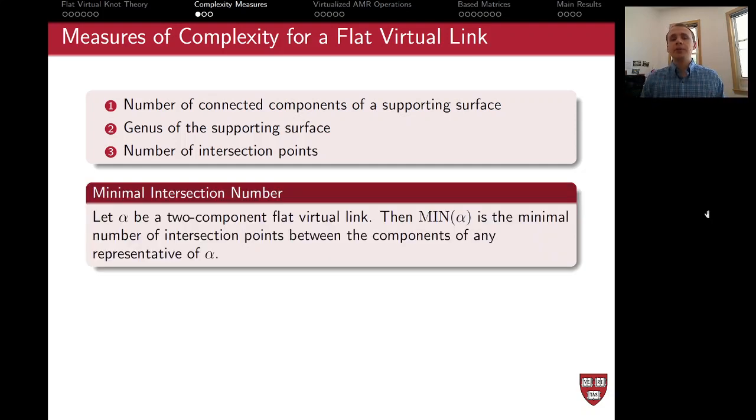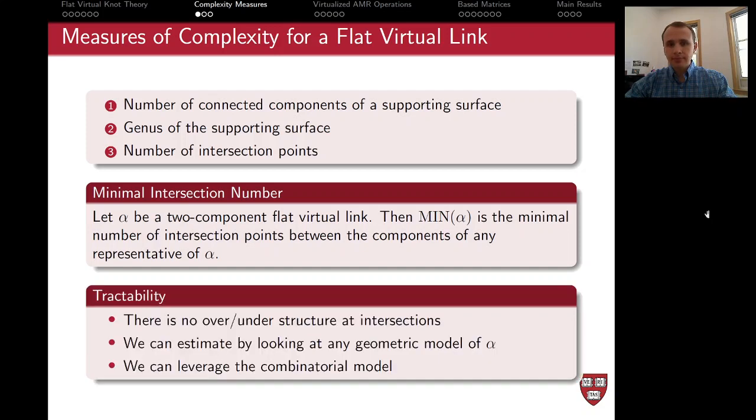For most of today, I'm going to focus on two-component flat virtual links and talk about the minimal intersection number, beautifully abbreviated as min, to be the minimal number of intersection points that occur between your two components in any representative. So this is your analog of a crossing number in the flat setting. But what makes this so different from thinking about crossing number or thinking about virtual knots is the fact that we don't have to worry about an over-under structure. This gives us considerable freedom to manipulate the diagrams or the representatives of a flat virtual link.